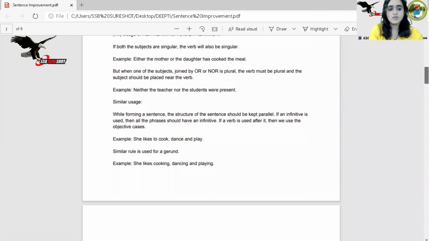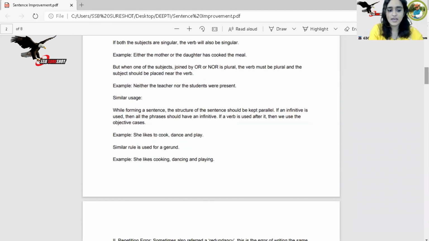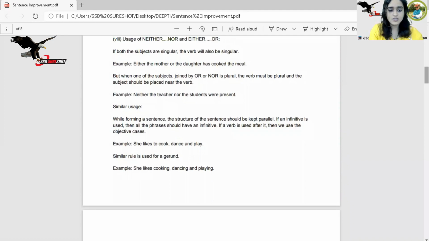Okay, so now we will be moving to our eighth and final rule, which is usage of neither, nor, and either, or. If both the subjects are singular, the verb will also be singular. You use either or and neither nor when you're using two subjects, right? For example, look at this. Either the mother or the daughter has cooked the meal.